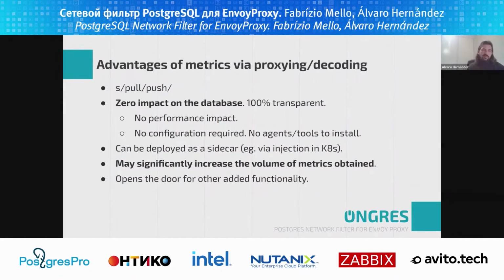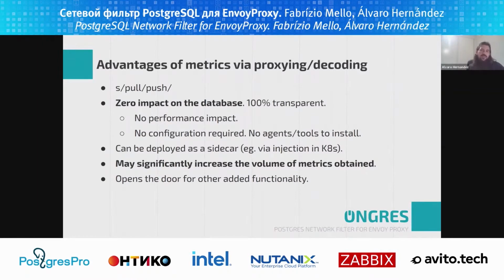It is 100% transparent, and this means that there's no performance impact whatsoever, and there's also no configuration required, no restarts required, no agents, no downtime. So this is very beneficial for the database. It's a zero impact measure on the database. Obviously, in certain environments such as Kubernetes, this can be deployed as a sidecar. We can even inject a sidecar and then transparently proxy the traffic and provide all these metrics without disrupting the existing clients and servers at all.